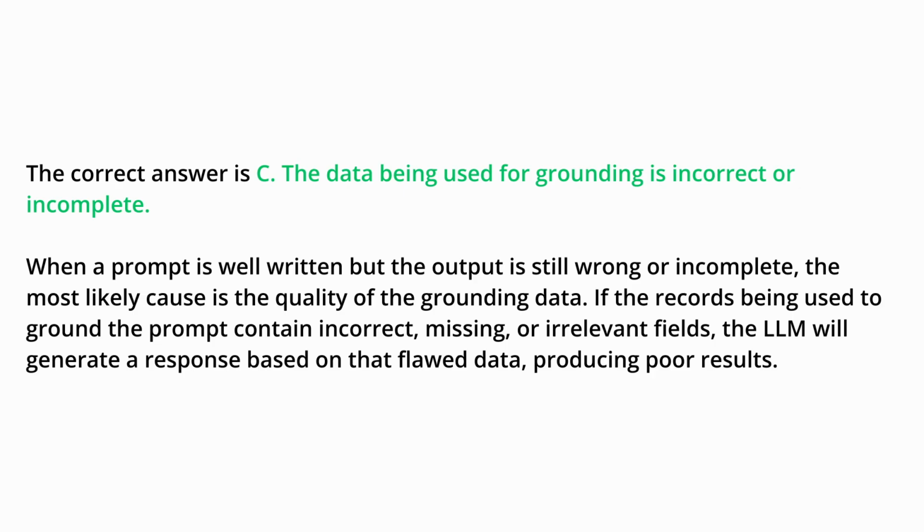When a prompt is well written but the output is still wrong or incomplete, the most likely cause is the quality of the grounding data. If the records being used to ground the prompt contain incorrect, missing, or irrelevant fields, the LLM will generate a response based on that flawed data, producing poor results.